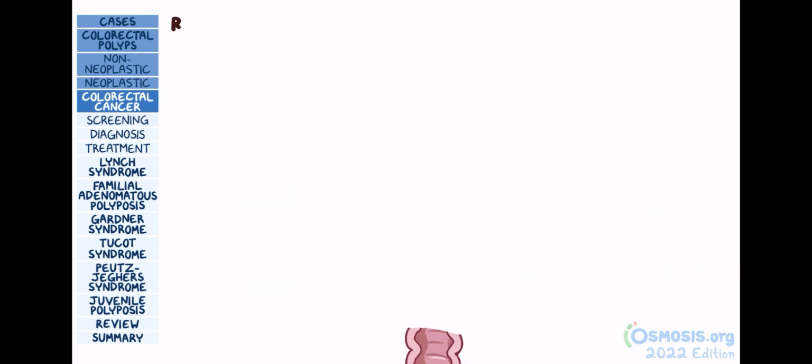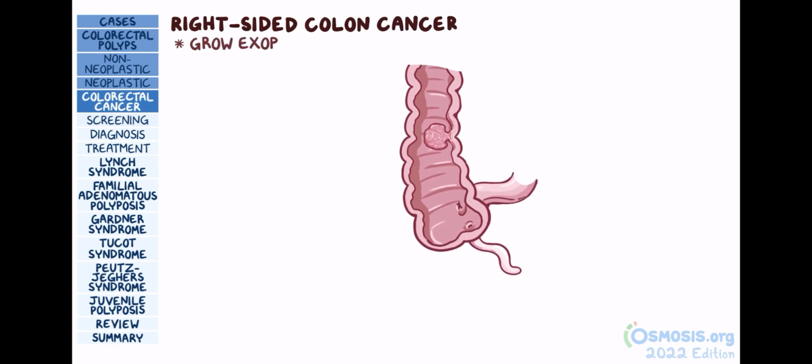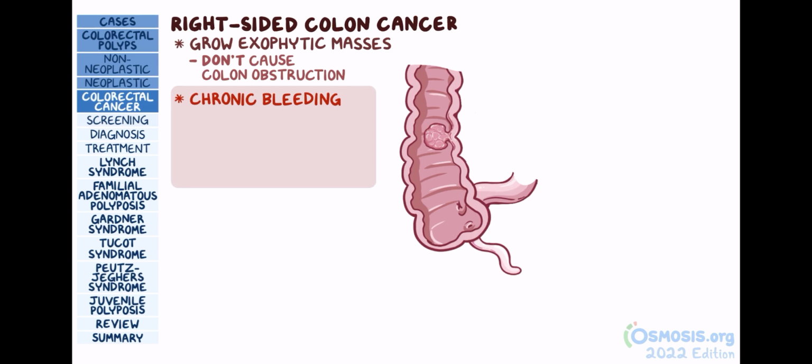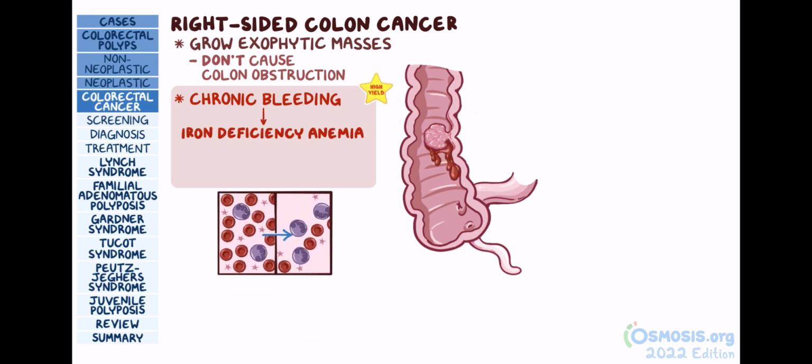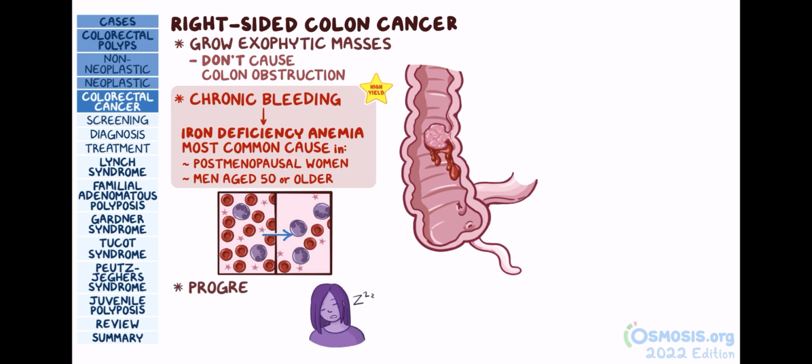On the other hand, right-sided colon cancers grow as exophytic masses, but they do not tend to cause colon obstruction, because the right-sided colon has a larger diameter than the left. Instead, right-sided tumors tend to cause chronic bleeding, eventually causing iron deficiency anemia. Moreover, keep in mind that colorectal cancer is the most common cause of iron deficiency anemia in postmenopausal women or men aged 50 or older. Other manifestations of right-sided colon cancers include progressive fatigue, malaise, and weight loss.